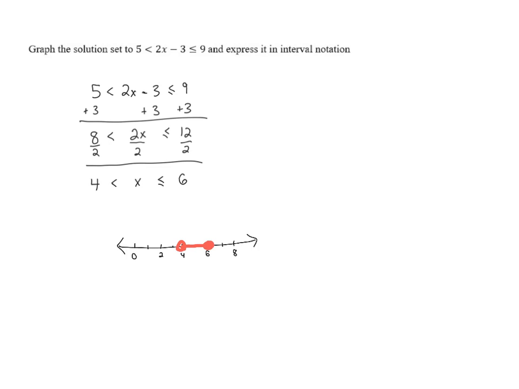And then in interval notation, we can write this as parenthesis 4 comma 6 bracket. And that's our final answer.